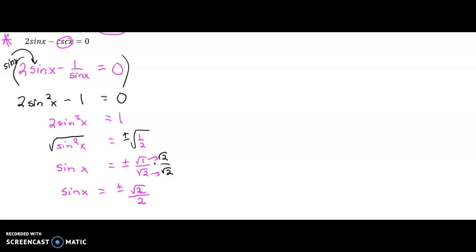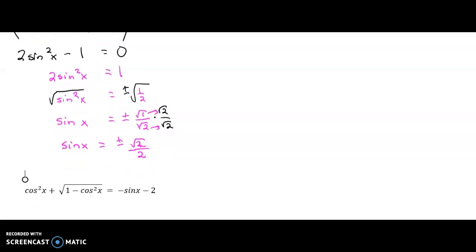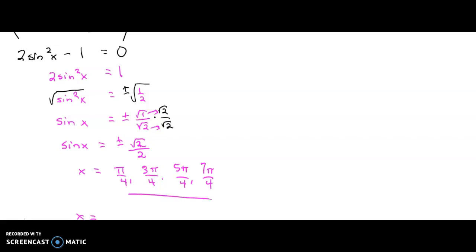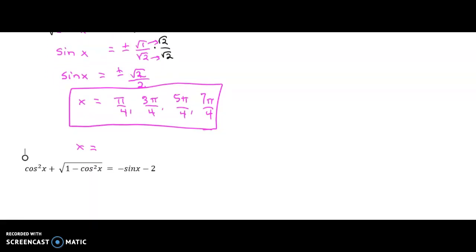So we're asking what angles on the interval 0 to 2 pi have a sine value of positive or negative square root of 2 over 2, and we know those would be our 45-degree reference angles. So that would be pi over 4, 3 pi over 4, 5 pi over 4, and 7 pi over 4. And there we have our answers. All right, moving on to the next problem.